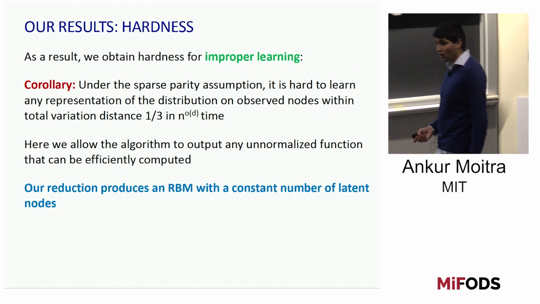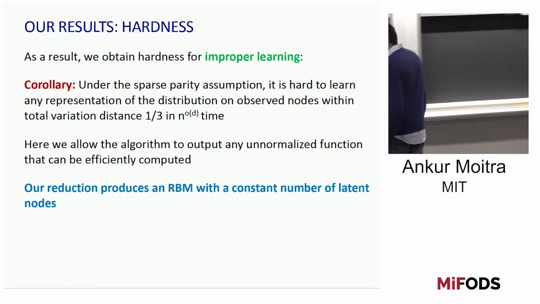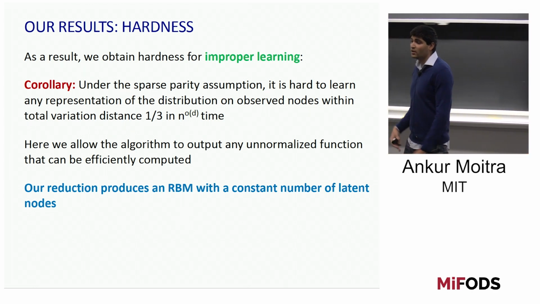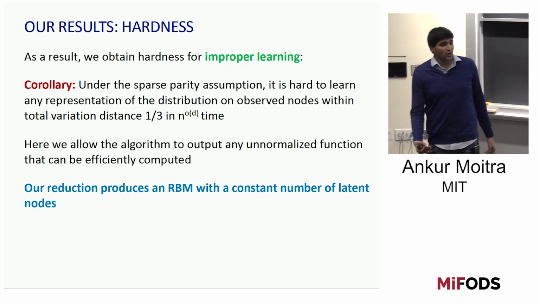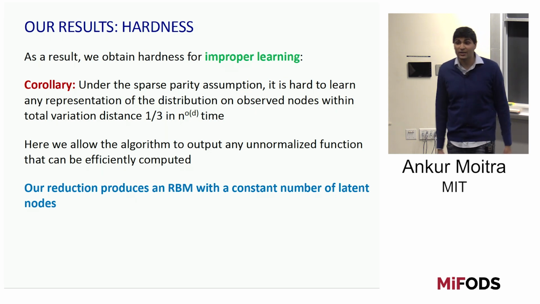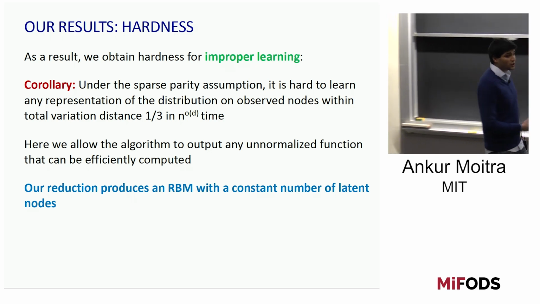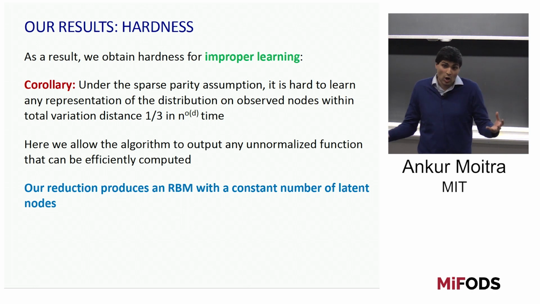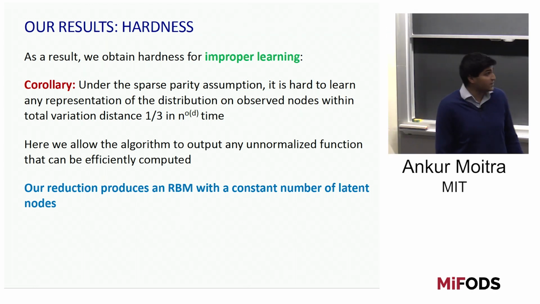In fact, what's even worse, and this connects to the point that Andrea was making, this reduction not only produces a bounded degree RBM, where the degree depends on the order of the sparse parity with noise, it produces an instance in which there are only a constant number of hidden nodes. So you can think about T as being constant. You might have a bounded degree T RBM with something like 2 to the T hidden nodes, and you get the strong lower bound that even with constant max degree and constant number of hidden nodes, RBMs are as hard as sparse parity with noise to learn.